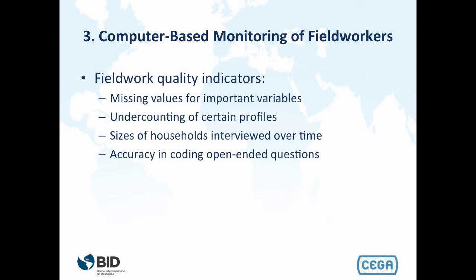So if you see the number of household members declining significantly over time, it might be that your interviewer has learned that the fewer household members they record, the less time they have to spend interviewing in the household. And another indicator is accuracy in coding open-ended questions. More, of course, can be found in your learning guides.